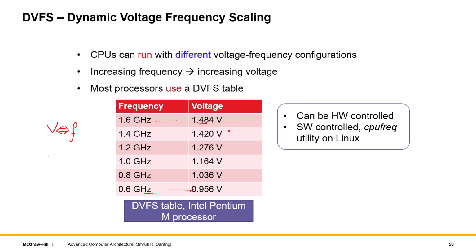So who makes these decisions of when to change the voltage and frequency? This can be done by hardware, in the sense that when it sees it's heating up, it can reduce the frequency, or when it is seeing less activity on the CPU, it can reduce the frequency. Or it could be software controlled, where the OS gives a direction to the hardware to reduce or increase its frequency. The CPUFreq utility on Linux actually does that. So that is software control.